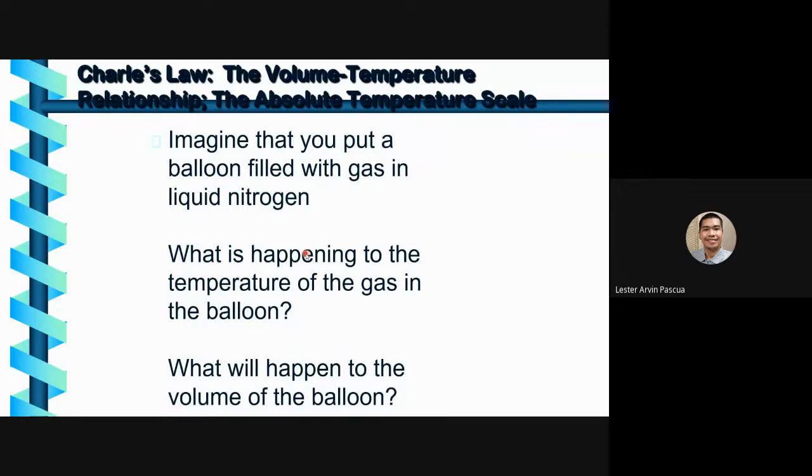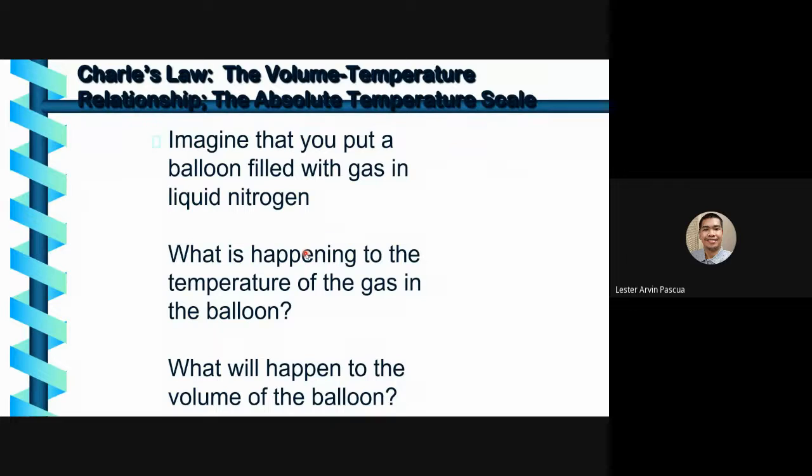Okay, so that's Boyle's law. Essentially, it's saying na inverse ang relationship ng pressure sa volume. So kapag in-increase mo yung pressure, lumiliit ang volume. Pag in-increase mo ang volume, lumiliit ang pressure.